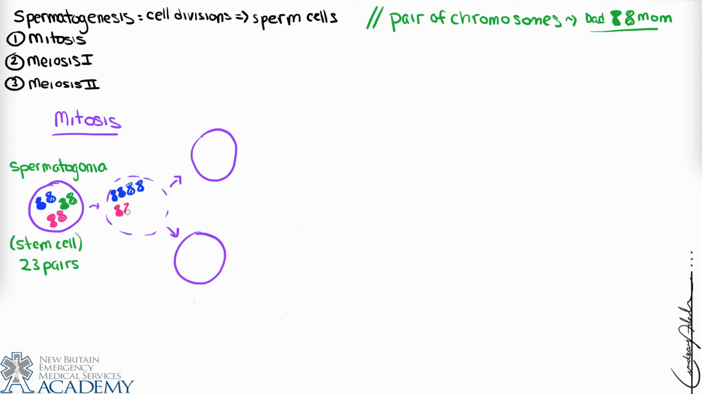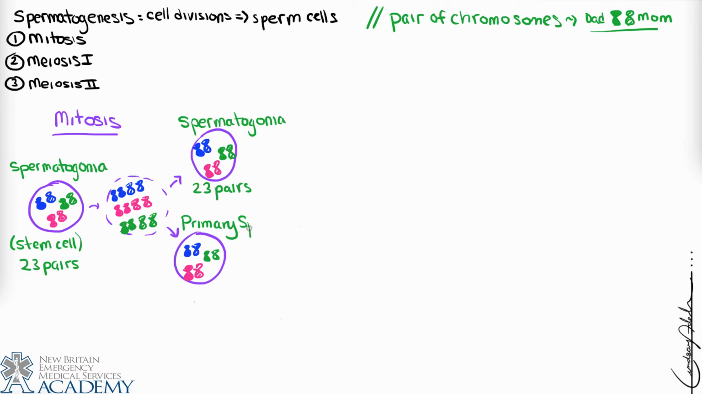So we're going to replicate all the chromosomes, and the dotted line in the middle is our sort of transition state. So it's the cell after the replication of the chromosomes before division. And then what we end up with is 2 cells that look exactly like the original, and they both have 23 pairs of chromosomes. We can see here are 3 pairs. One of the cells is a spermatogonia, or a stem cell, and the other one is a primary spermatocyte.